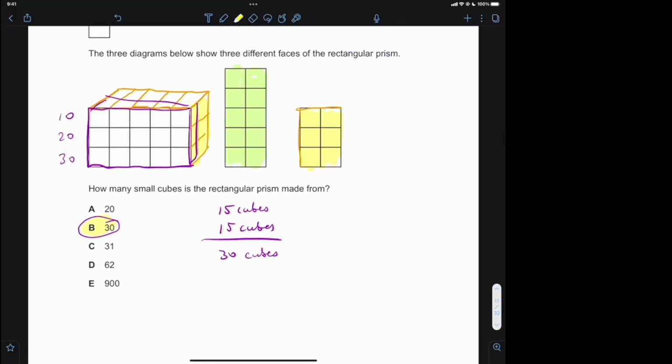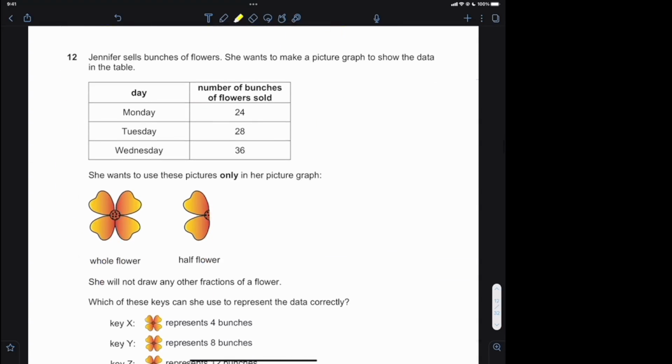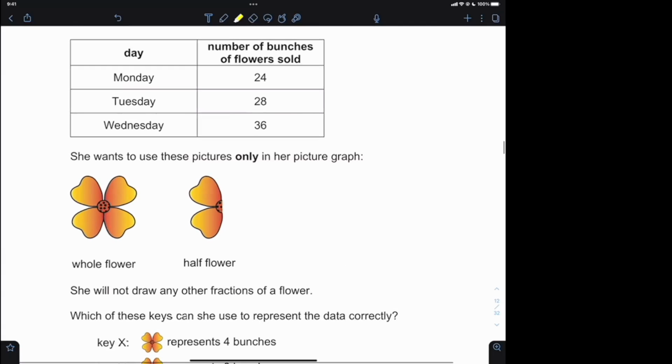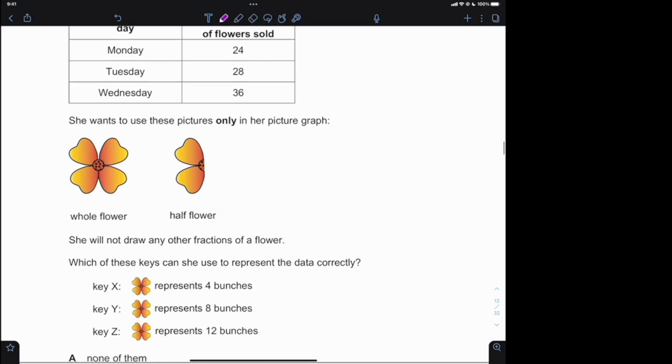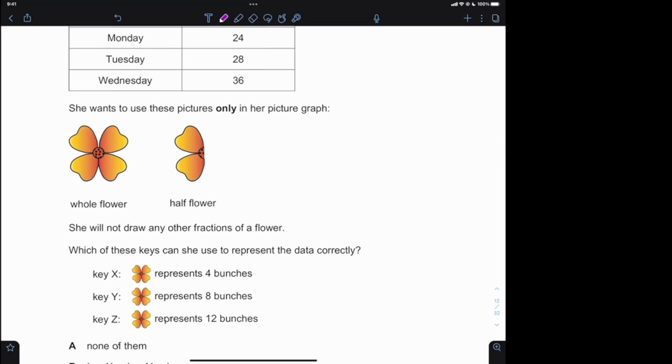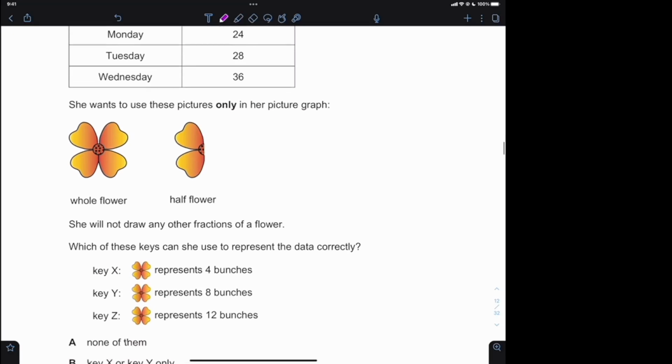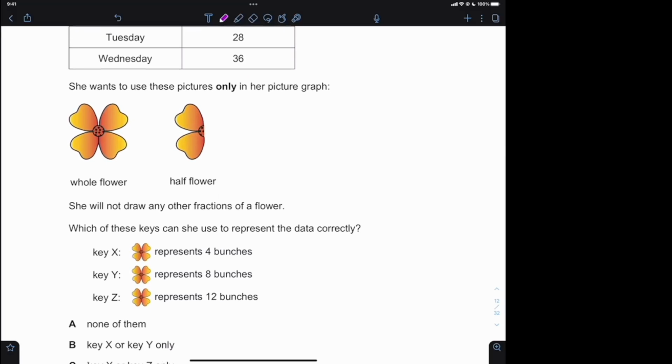Alrighty, so let's move forward to question 12. Jennifer sells bunches of flowers. She wants to make a picture graph to show the data in the table. We've got Monday 24 flowers sold, Tuesday 28 flowers sold, and Wednesday 36. She wants to use these pictures only in her picture graph, and she will not draw any other fractions. So she's not going to draw a quarter or 3/4 or a third or anything like that.